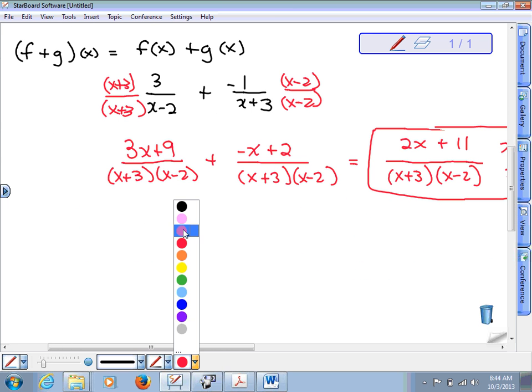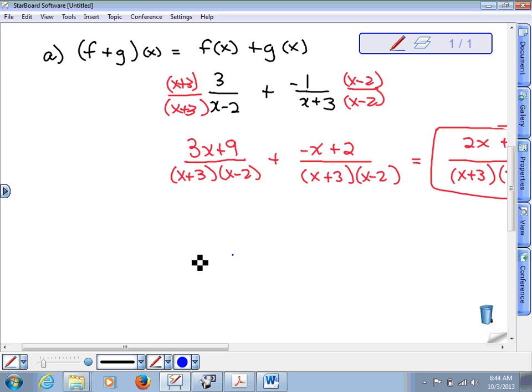Let's do part B. Multiply. F times g of x.